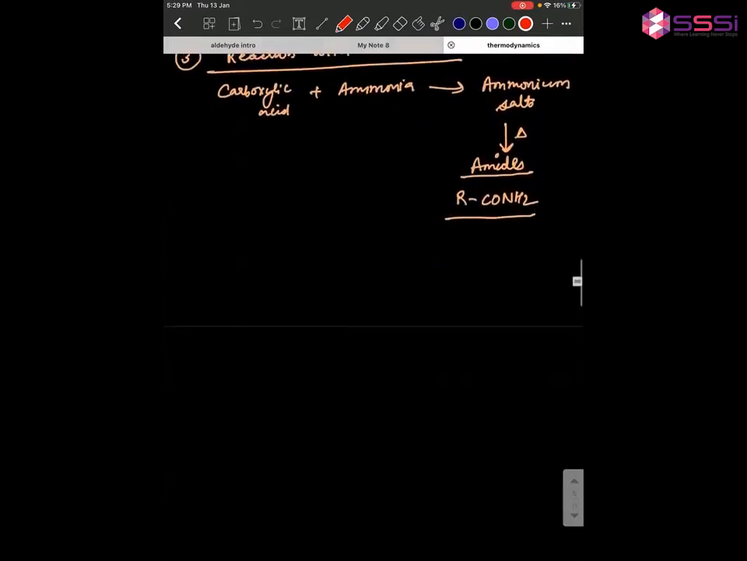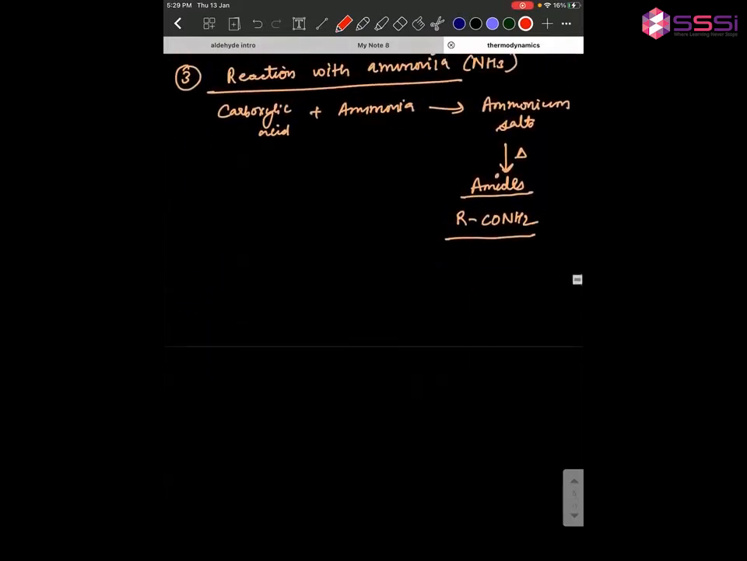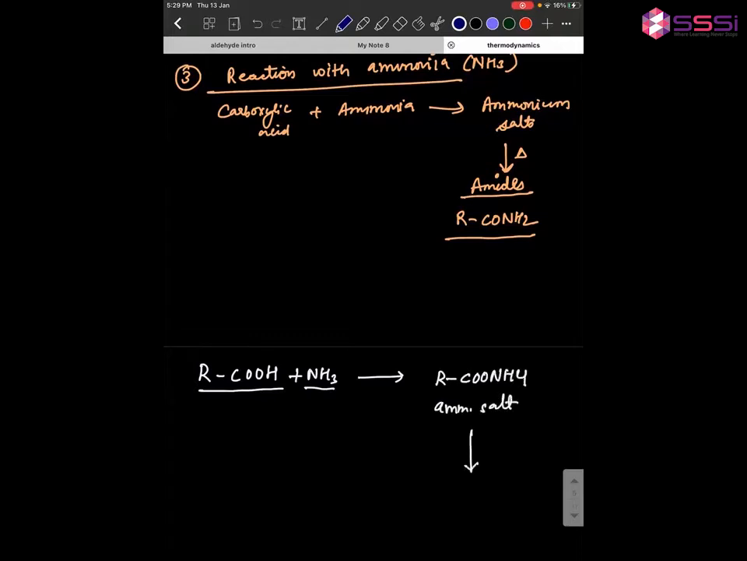How will this reaction proceed? Let's see. I'm giving a general reaction. I'm taking carboxylic acid, then it is reacted with ammonia. We will be getting ammonium salt. How will we be getting ammonium salt? This NH3 and this carboxylic acid combine and form RCOONH4. This is the ammonium salt. And when this ammonium salt is heated, I'm getting RCONH2 along with a water molecule.